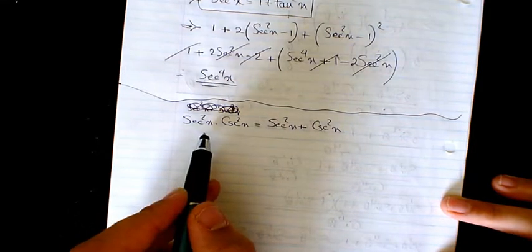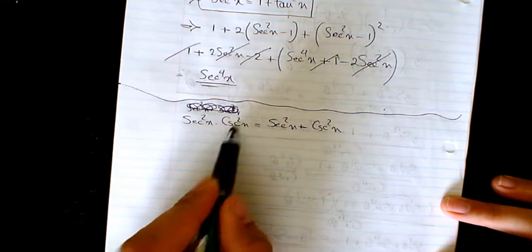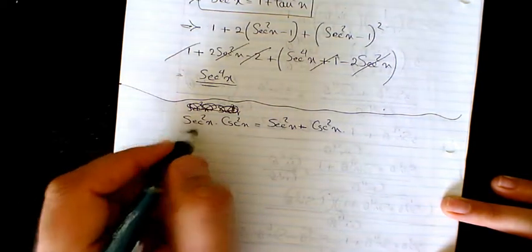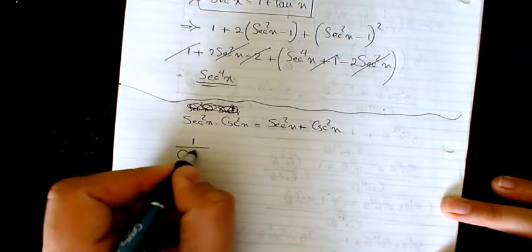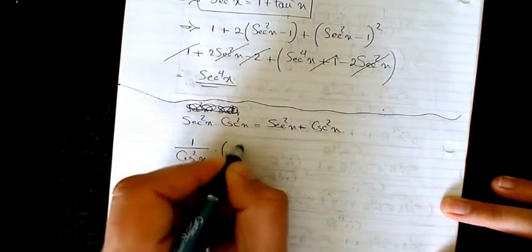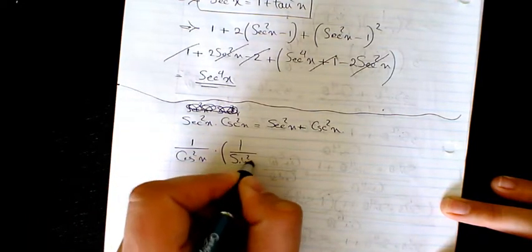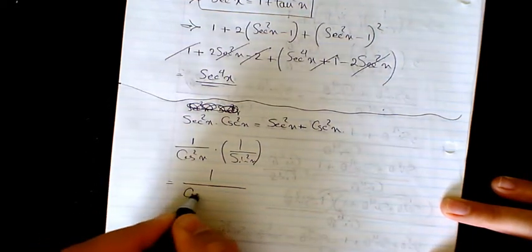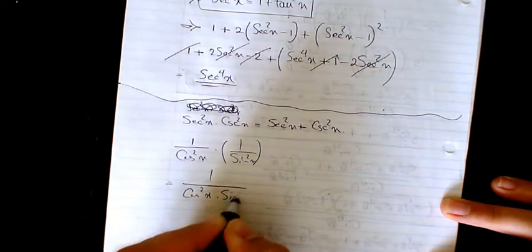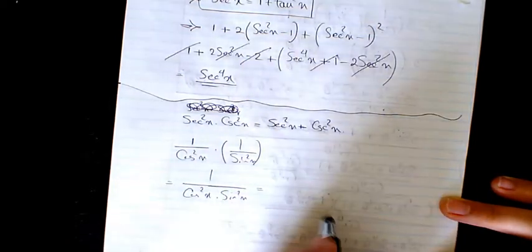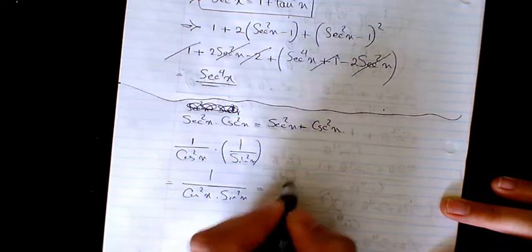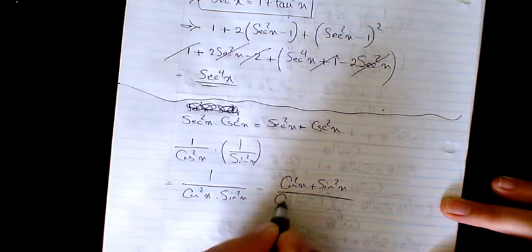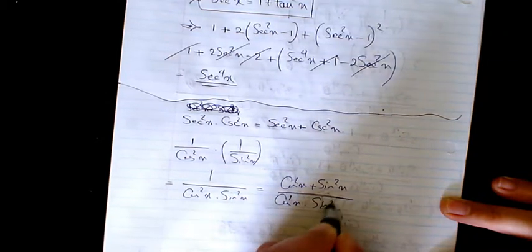In this example, I have secant squared x times cosecant squared x equals secant squared x plus cosecant squared x. So secant squared is 1 over cosine squared x. Cosecant is 1 over sine x. So when we multiply it, it will be cosine squared x times sine squared x. And this one is cosine squared x plus sine squared x divided by cosine squared x times sine squared x.